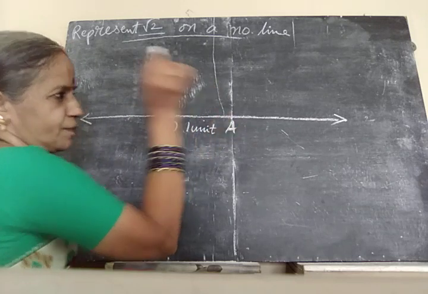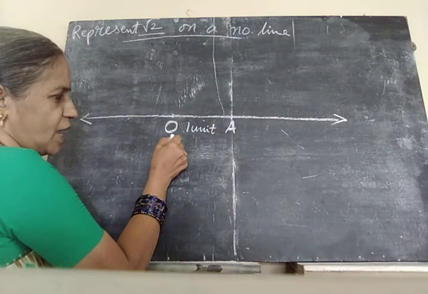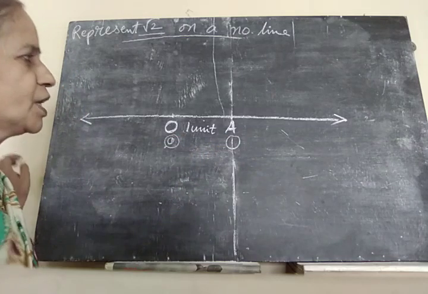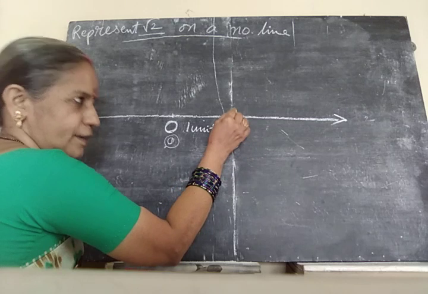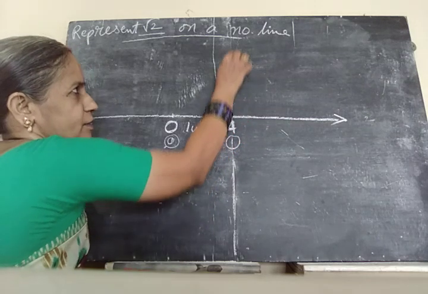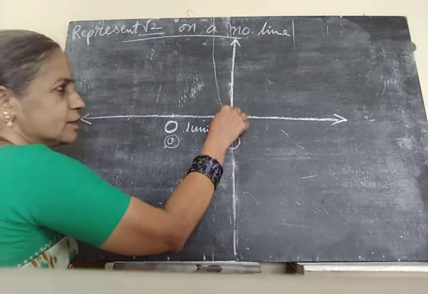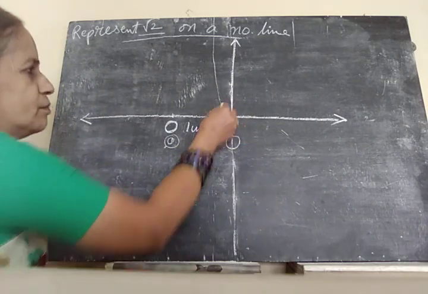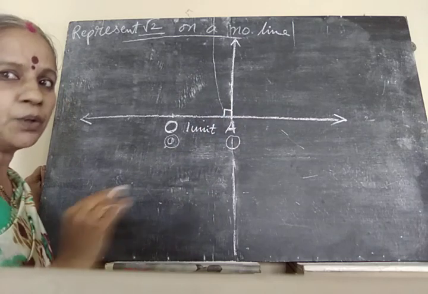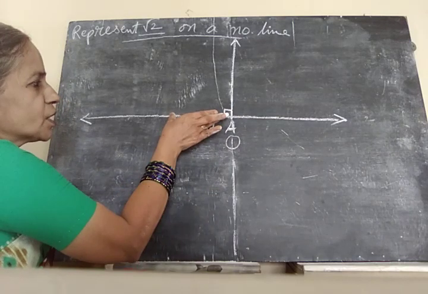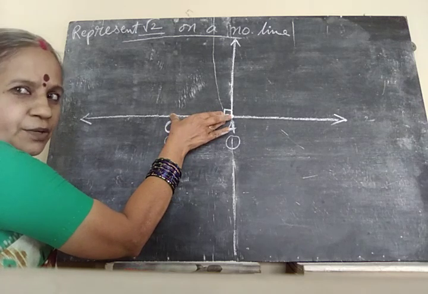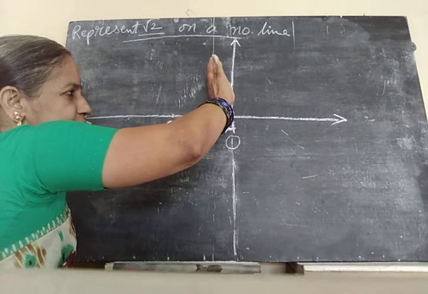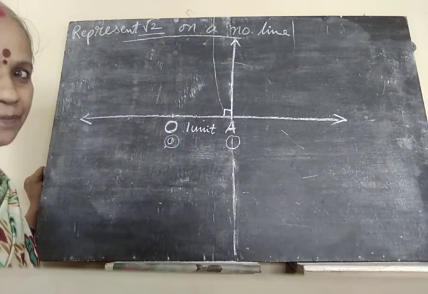This is 0 and this is 1. This is the position of 1 and this is the position of 0. Now, at A, draw a perpendicular on the number line. Draw a perpendicular line. Now, take a compass. OA, how much? 1 unit. Take 1 unit with the compass, with A as center, to cut the ray.